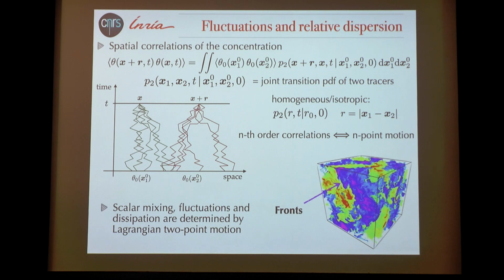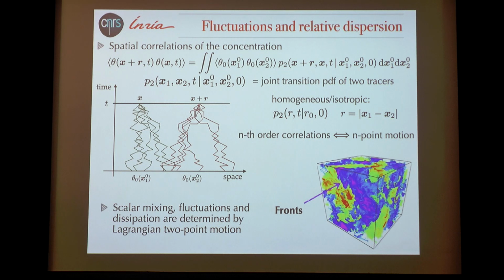And then I can do, of course, the same kind of trick if I'm interested in higher order correlations, looking this time at the n-particle relative motion. So what is known from this approach is that scalar mixing, fluctuations, and even the dissipation of the scalar are fully determined by this two-point distribution. And this is what I'm going to discuss in turbulent flow.